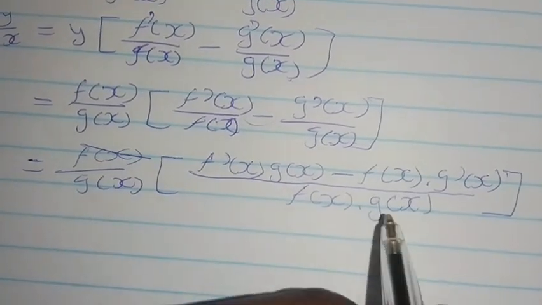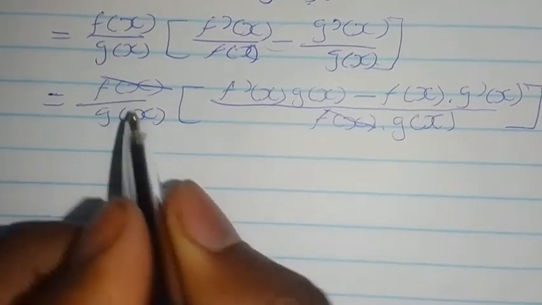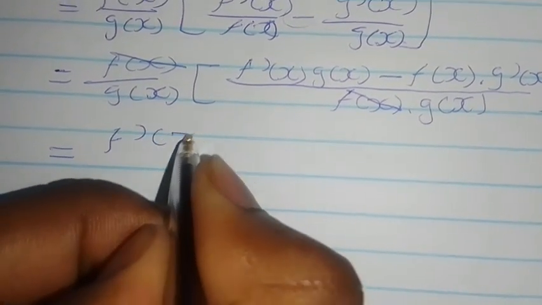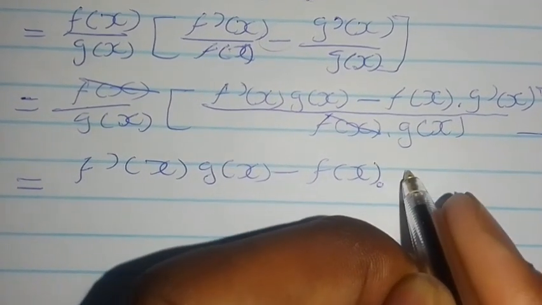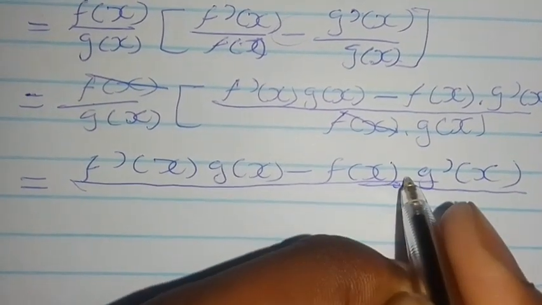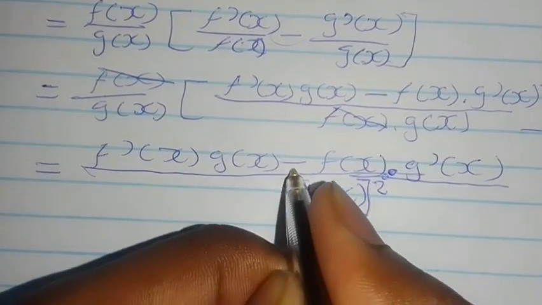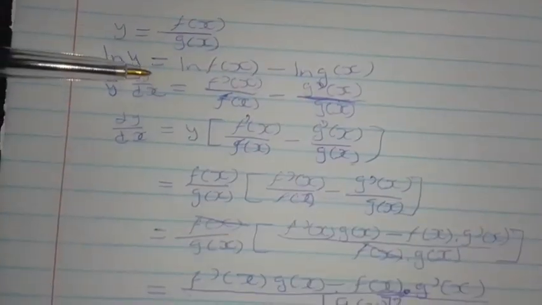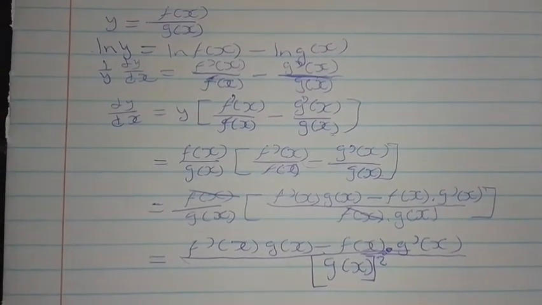Notice that this f of x will cancel this f of x. Then this g of x, since it's in the denominator, it will multiply with the denominator here. So you'll have f prime of x times g of x minus f of x times g prime of x, over g of x times g of x, that's g of x squared. So this is basically the quotient rule. You can prove the quotient rule using logarithmic differentiation. And so that's the whole process of this thing.